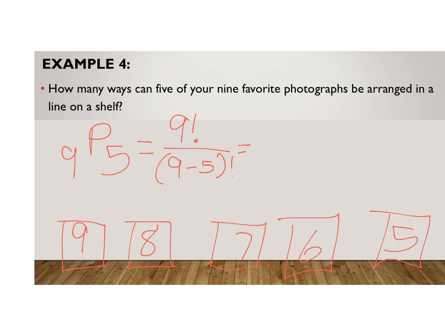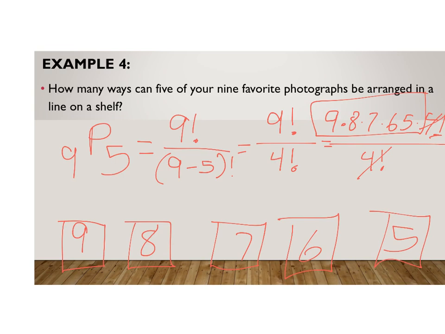Let's see what that means. So what I've got here is 9 factorial over 9 minus 5, which is 4 factorial. So I'm going to divide out those bottom 4 numbers, so that I can rewrite 9 factorial as 9 times 8 times 7 times 6 times 5 times 4 factorial, because that's just 4, 3, 2, 1, the rest of the factorial. Now, if I have 4 factorial here, I merely divide those out, and I'm left with 9 times 8 times 7 times 6 times 5.